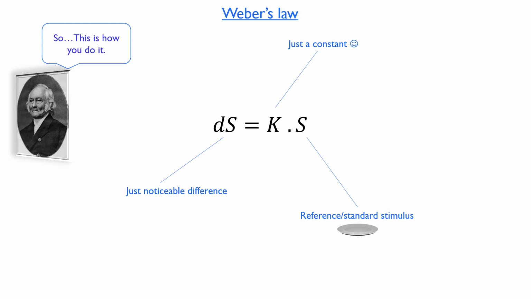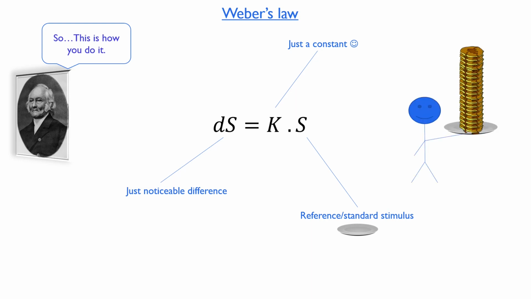Now, let's try to interpret this equation. This law tells us that the just noticeable difference is proportional to the intensity of the standard stimulus. That means that the higher the intensity of the stimulus, the bigger the just noticeable difference. This means that if you already had 20 pancakes on your plate, you would probably not notice if somebody added one more, because the just noticeable difference would be higher than the weight of a pancake.